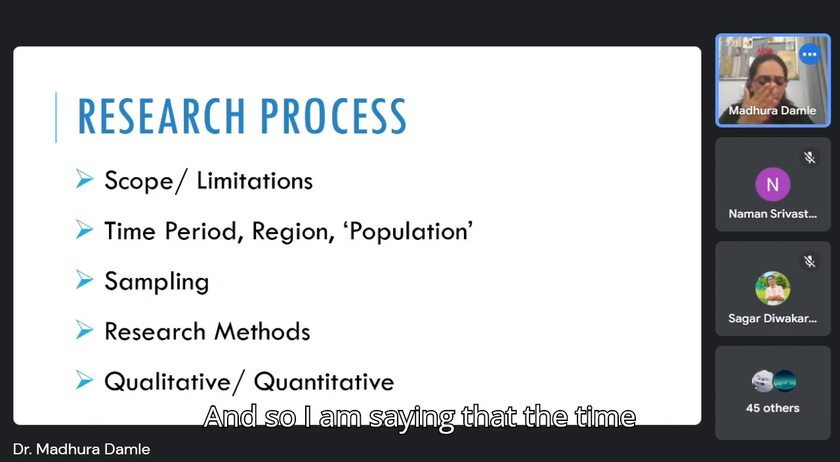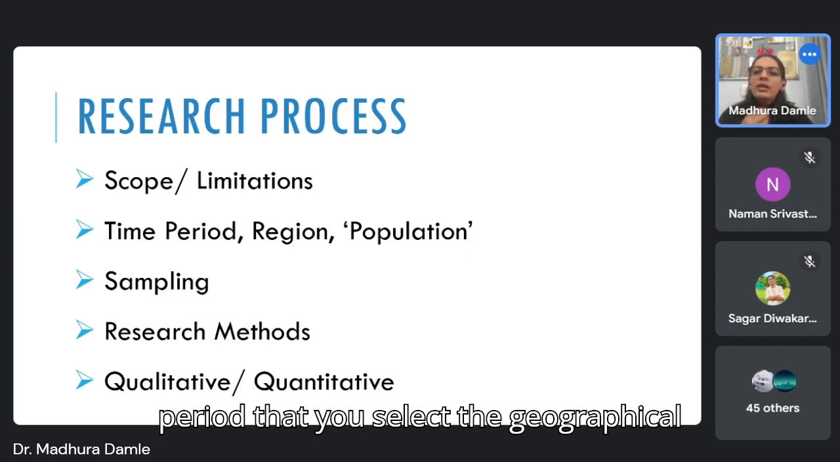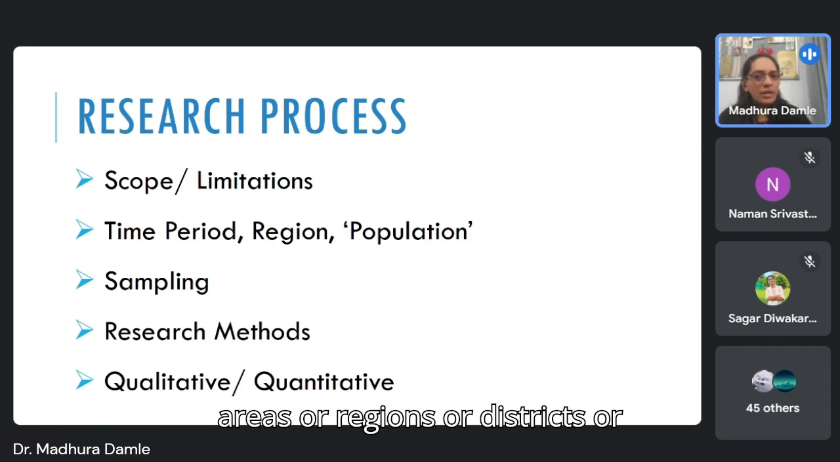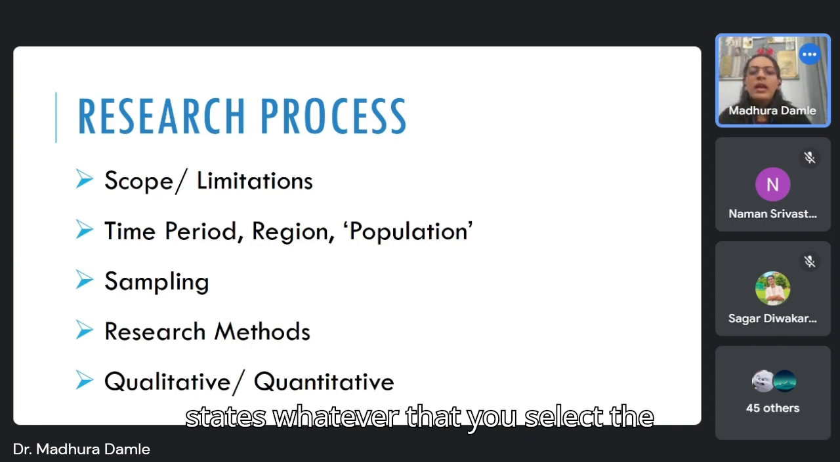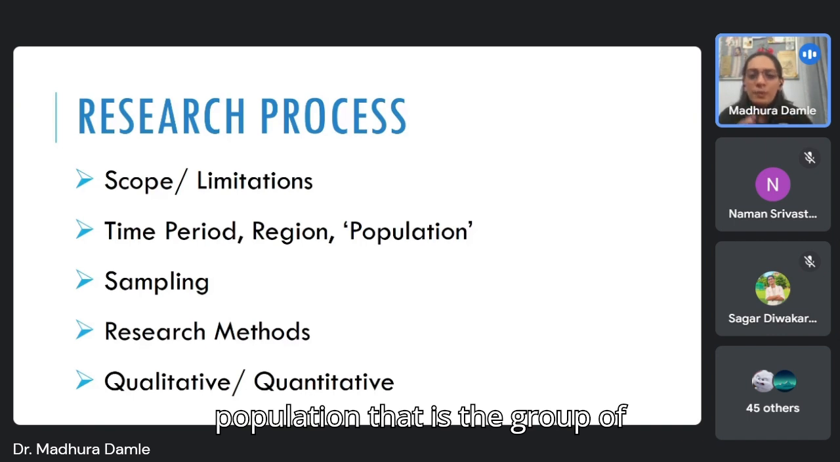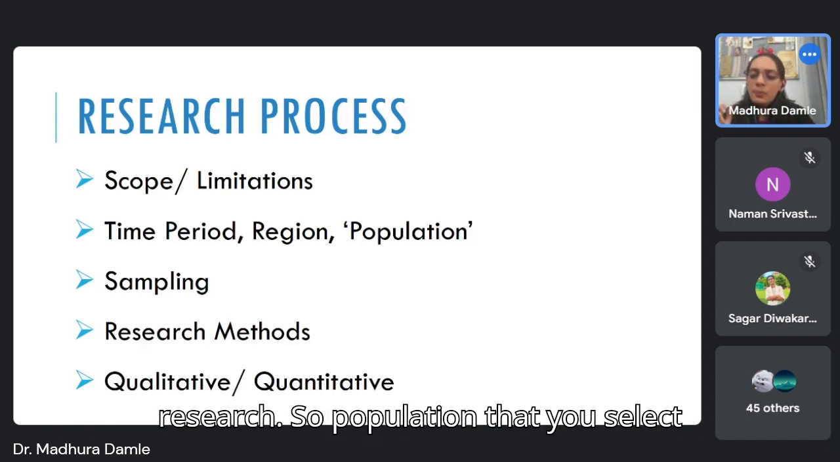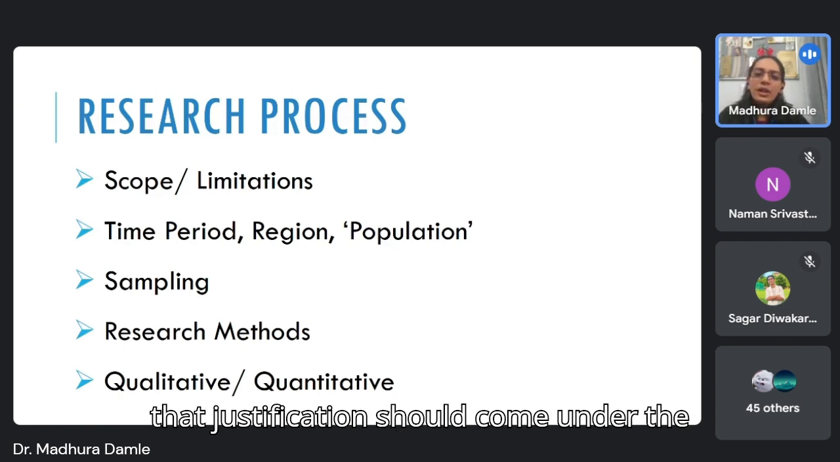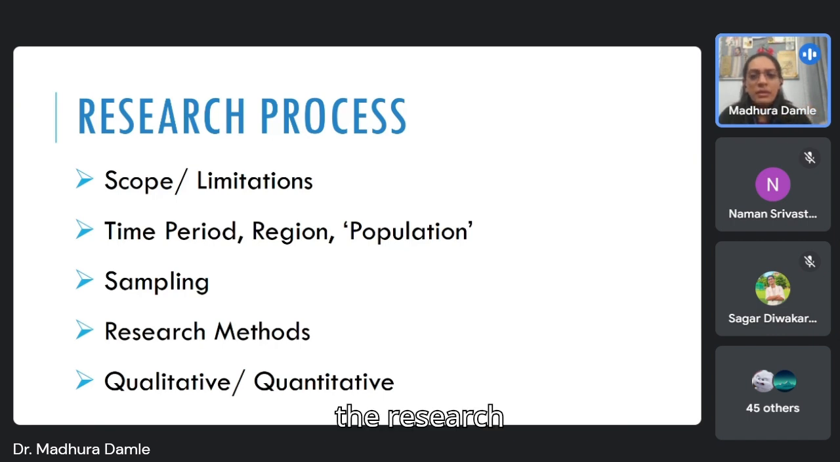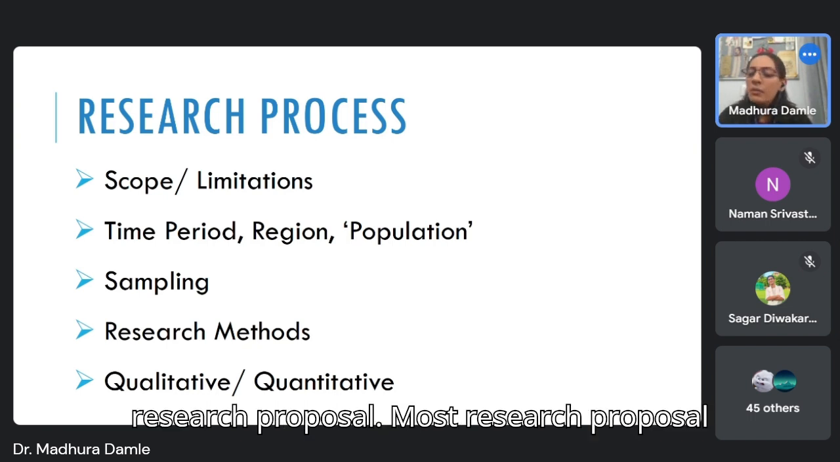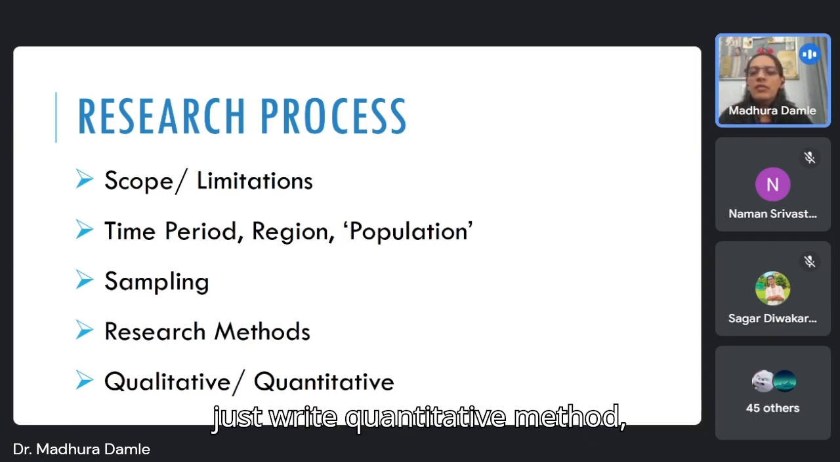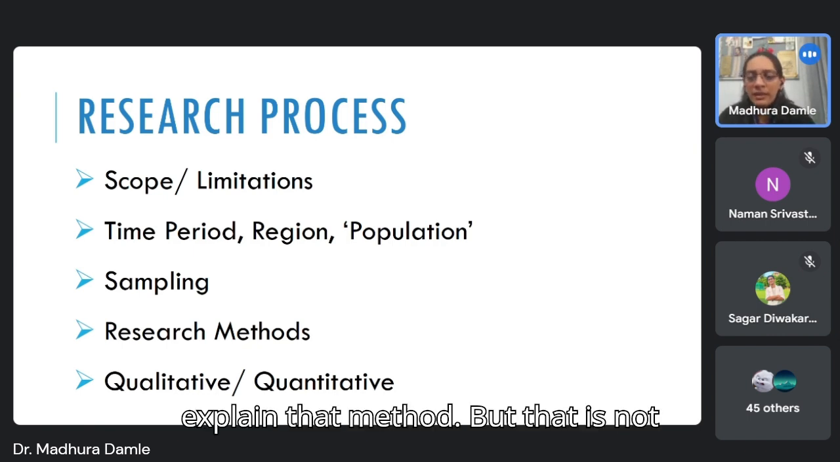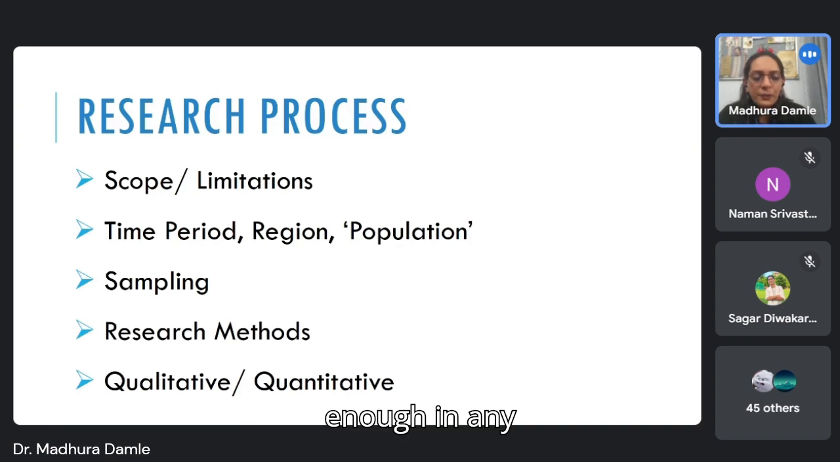And so I'm saying that the time period that you select, the geographical areas or regions or districts or states, whatever you select, and the population, that is the group of people on which you want to conduct research, all this selection has to be methodologically justified, and that justification should come under the research methodology section in any research proposal. Most research proposals just write quantitative method, qualitative method, or sometimes just explain that method, but that is not enough.